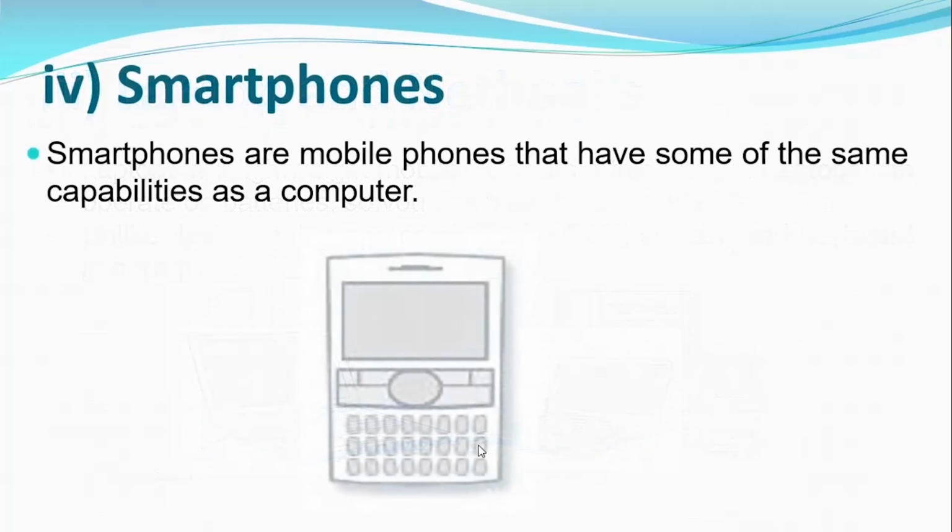4. Smartphones. Smartphones are mobile phones that have some of the same capabilities as a computer. You can use a smartphone to make telephone calls, access the internet, organize contact information, send email and text messages, play games, and take pictures. Smartphones usually have a keyboard and a large screen.